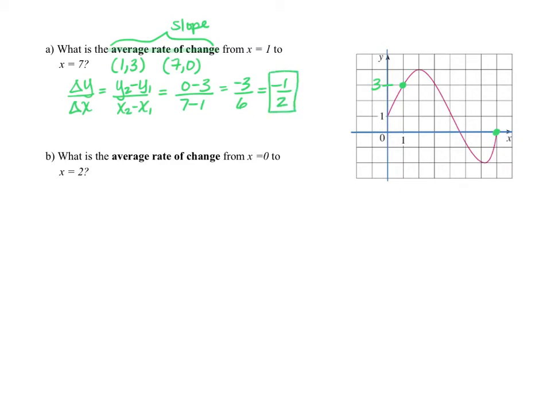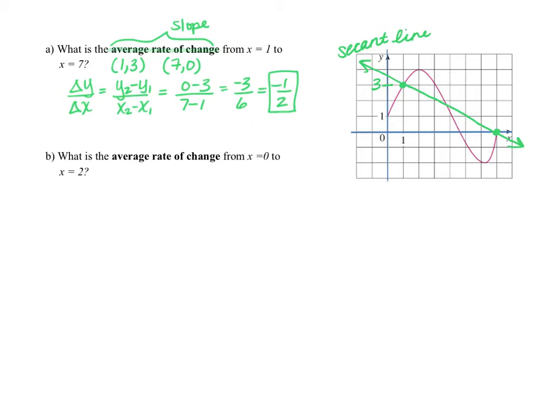Now, graphically, the relationship between this value and our graph, if we were to connect these 2 points and create a line, and this is particularly important for those of you moving on to calculus, this type of line is called a secant line. And so we just computed the slope of this secant line.